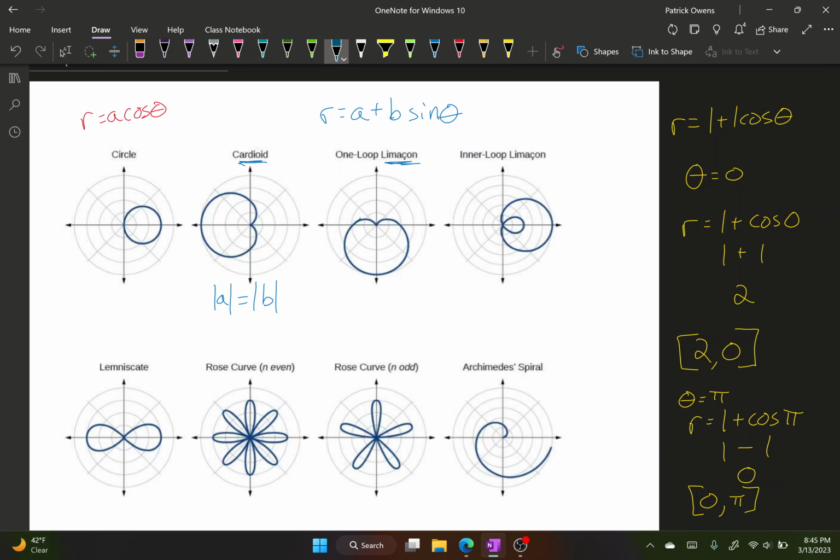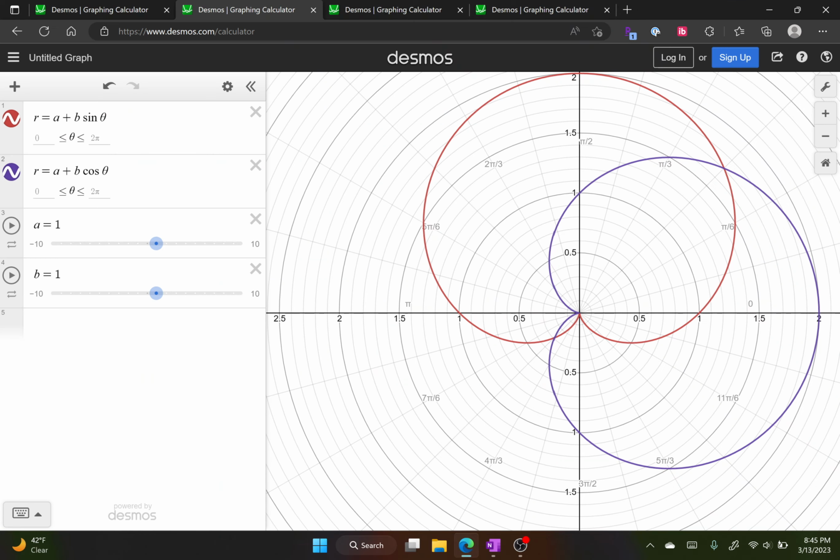For the limaçons, this is where things are different. This one loop should have kind of like a dent on the one side. It's not going to come back in to have a radius of 0 like with the cardioids. This is where the absolute value of A is greater than the absolute value of B. And that means the inner loop, the absolute value of A, is less than the absolute value of B. Let's look at some of those and the difference.